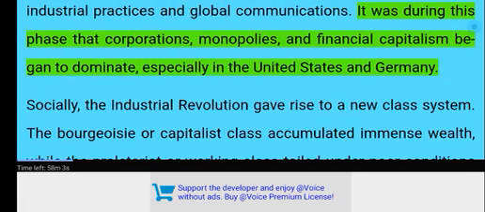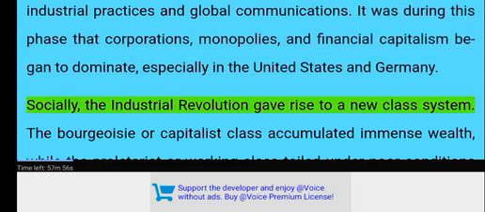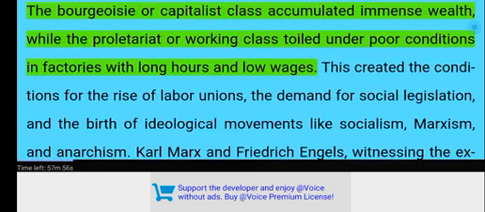It was during this phase that corporations, monopolies, and financial capitalism began to dominate, especially in the United States and Germany. Socially, the Industrial Revolution gave rise to a new class system. The bourgeoisie or capitalist class accumulated immense wealth, while the proletariat or working class toiled under poor conditions in factories with long hours and low wages.